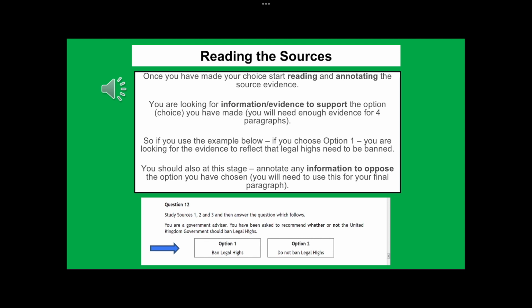So, if you use the example below, if you chose option 1, which was to ban legal highs, what you'd be looking for in the 3 sources is evidence to reflect that legal highs need to be banned. Alright? You should also at this stage annotate any information that suggests that you should not ban legal highs or that opposes the option that you have chosen, because ultimately you do need to use this for your final paragraph.